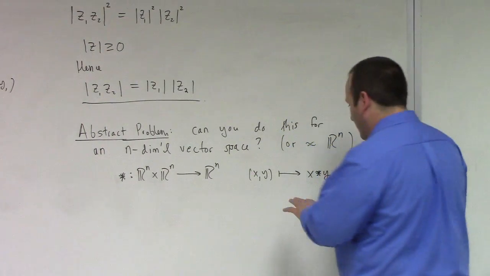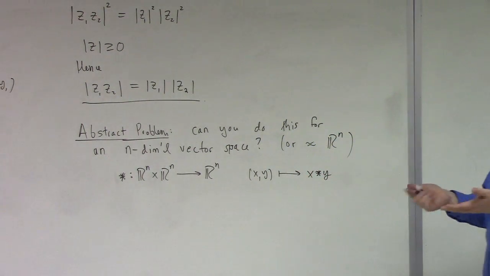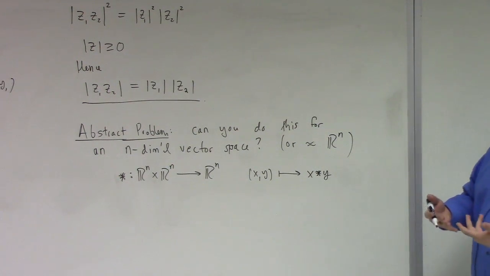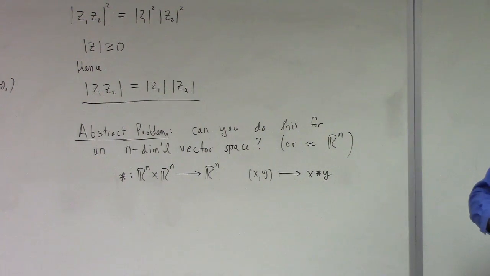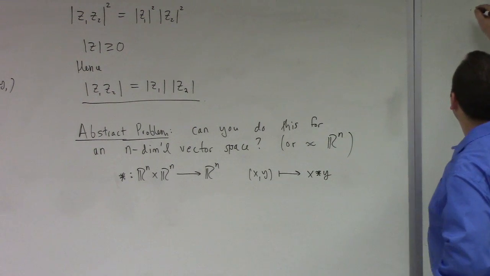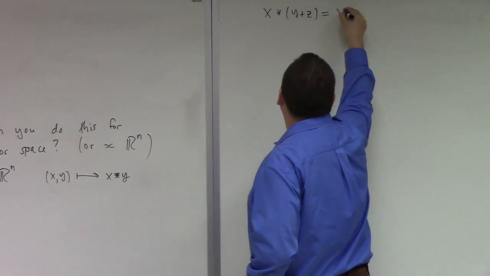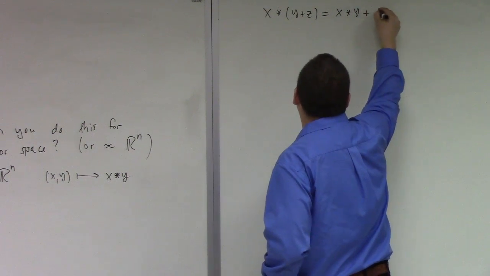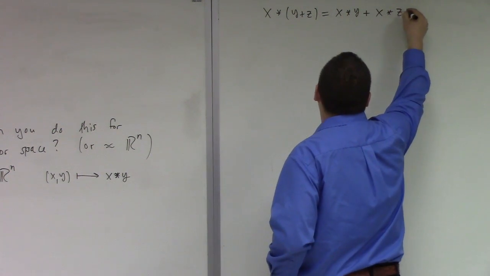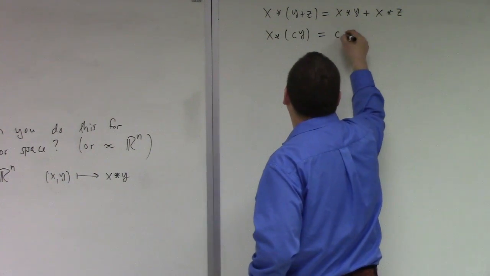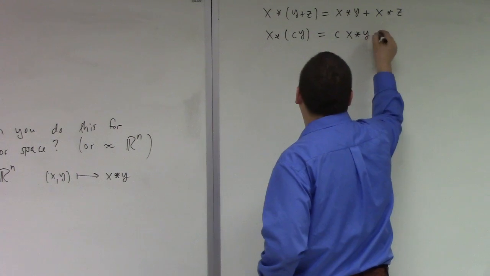So we want to make this a so-called multiplication on the vector space. What would you like from a multiplication? If you're going to multiply vectors, like we multiply complex numbers, thinking of those two-dimensional vectors, what should its basic properties be? Well, certainly we should have this, right? It should distribute across addition. What else should you be able to do? How about pull out constants? Anything else?